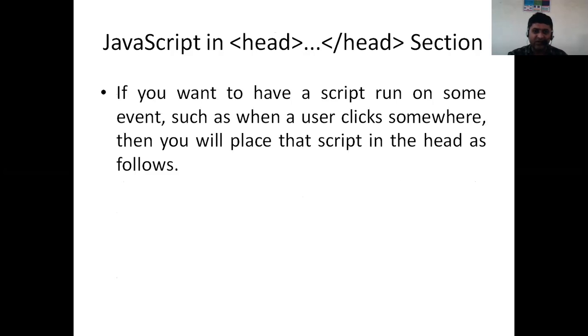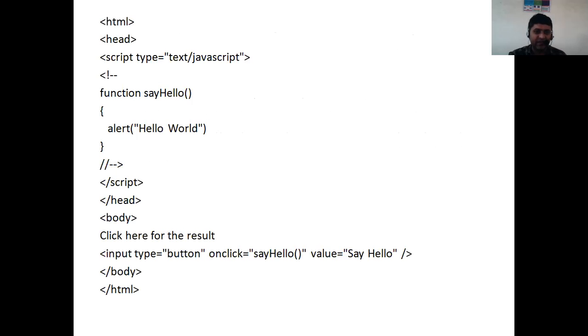Now let's see the first one, the head section. If you want the script to run on some event, such as a user clicking somewhere, then you will place that script in the head section. For example, on a mouse click event, we put that function in the head section. This is an example. Look at this: this is a head tag, and here the head tag is closed. Here we have written the script, a function say hello, alert hello world.